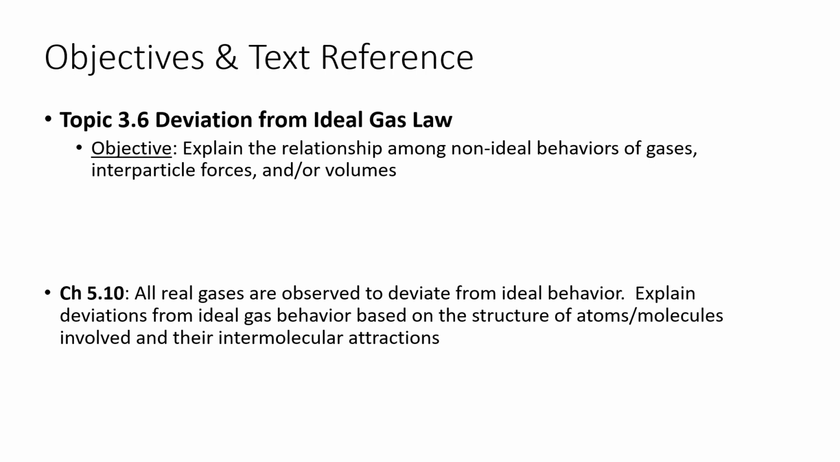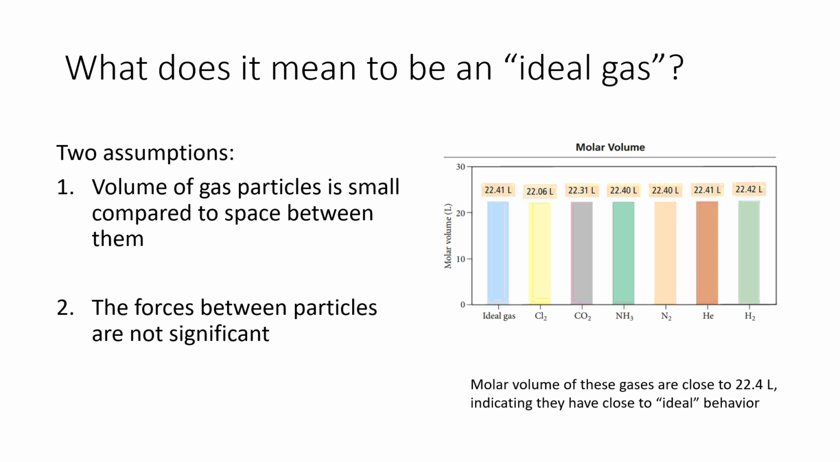All right, welcome. In this video, we are going to talk about deviations from the ideal gas law. We've been talking about the ideal gas law, which is PV equals nRT. This equation works well when you're dealing with an ideal gas. We want to talk about what it means to be an ideal gas, and there are some assumptions we make in order to make the ideal gas law work.